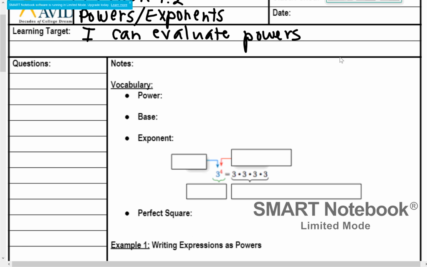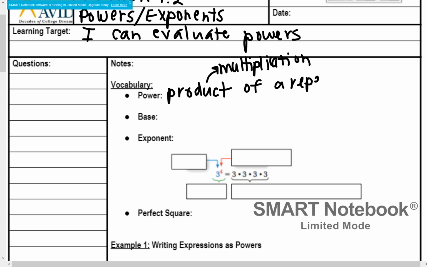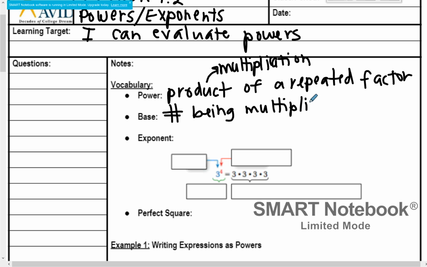Okay, so a power is a product. Remember, product is the answer to a multiplication problem. So a power is a product of a repeated factor. The base is going to be that repeated factor. It's the number being multiplied. And then the exponent is going to tell you the number of times the base is multiplied.